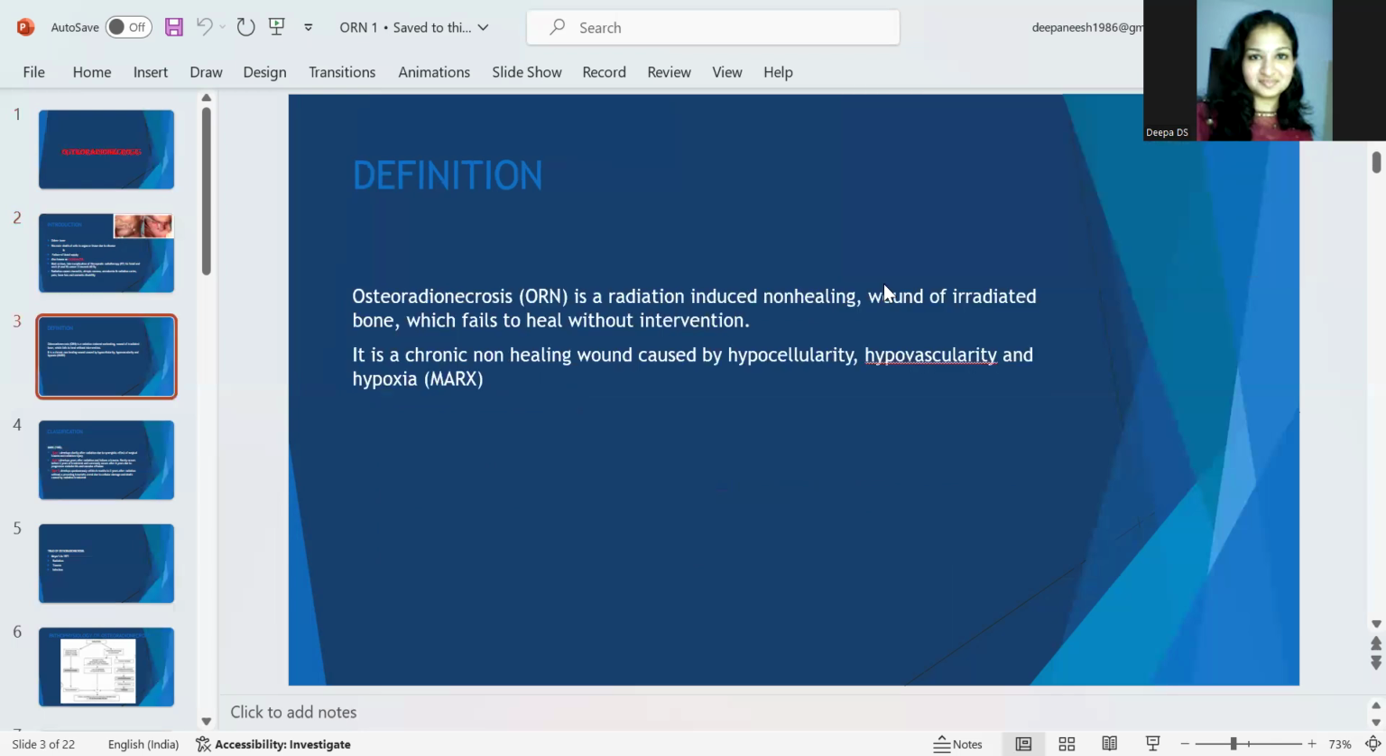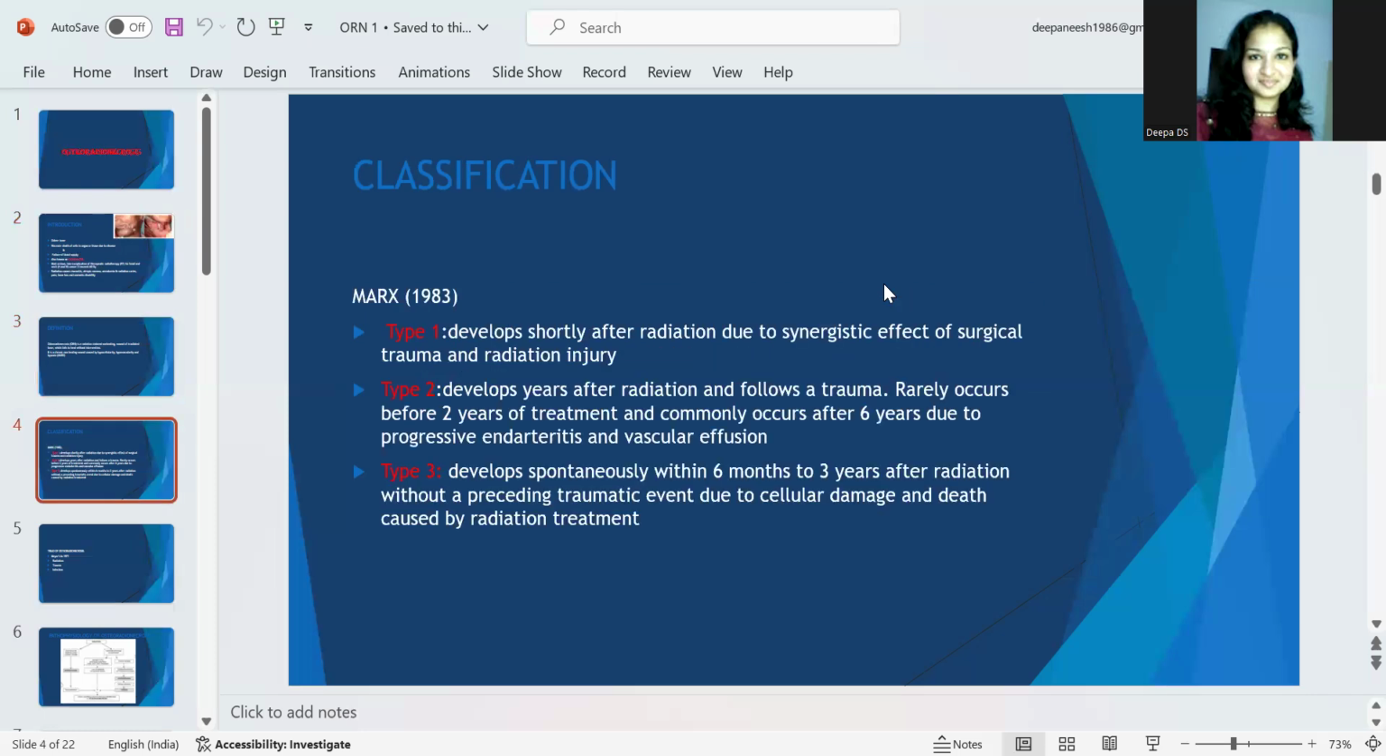The definition is: osteoradionecrosis is a radiation-induced non-healing wound of irradiated bone which fails to heal without intervention. According to Marx, it is a chronic non-healing wound caused by hypocellularity, hypovascularity, and hypoxia. And according to Marx, it is classified into type 1, type 2, and type 3.